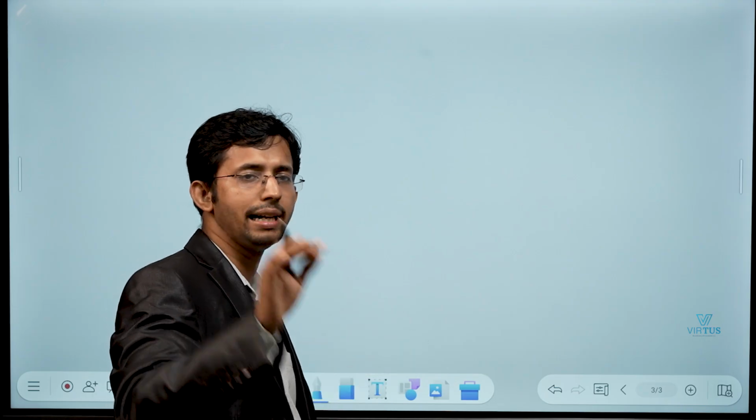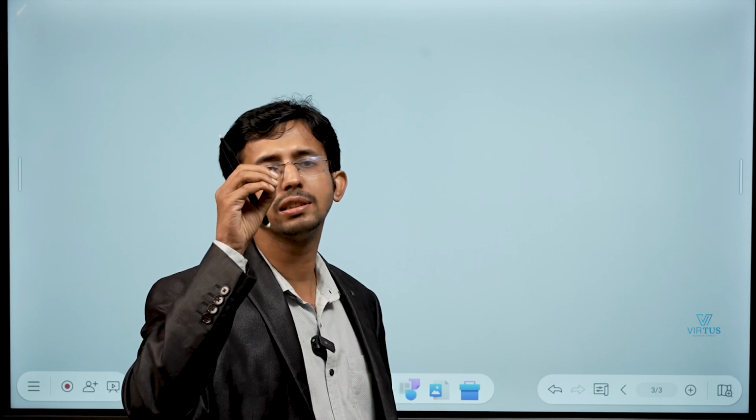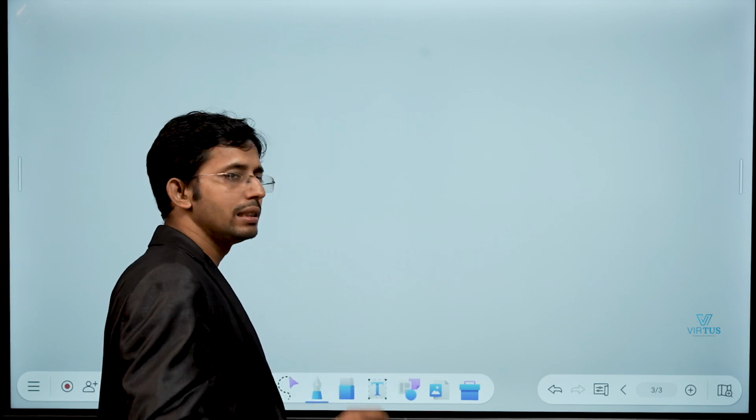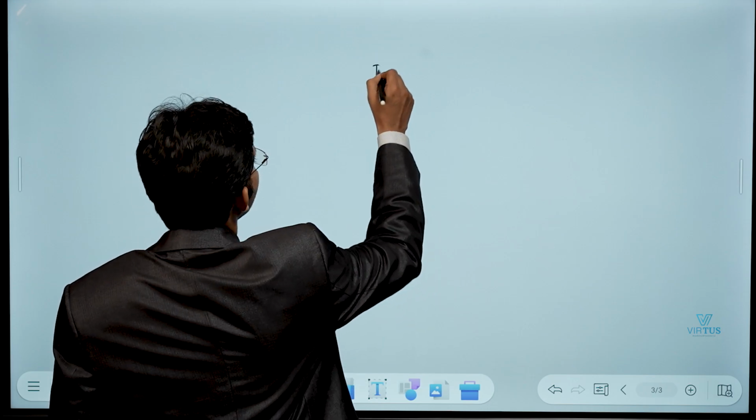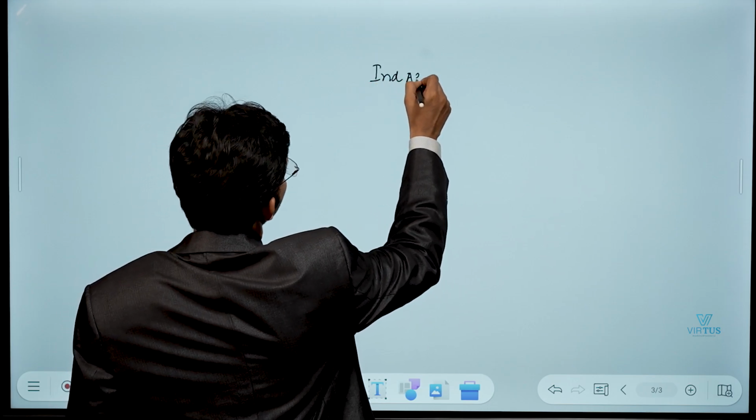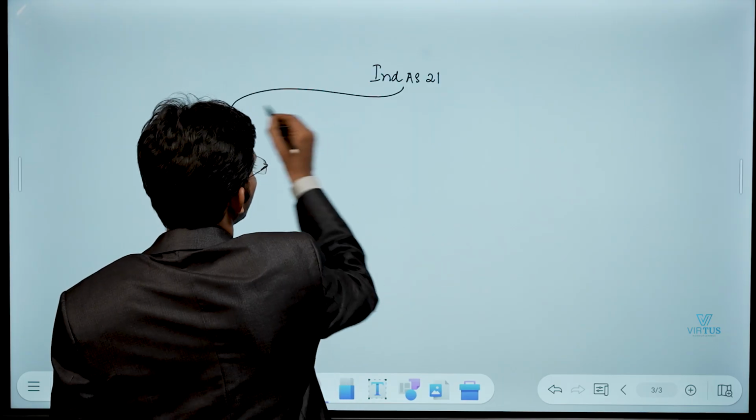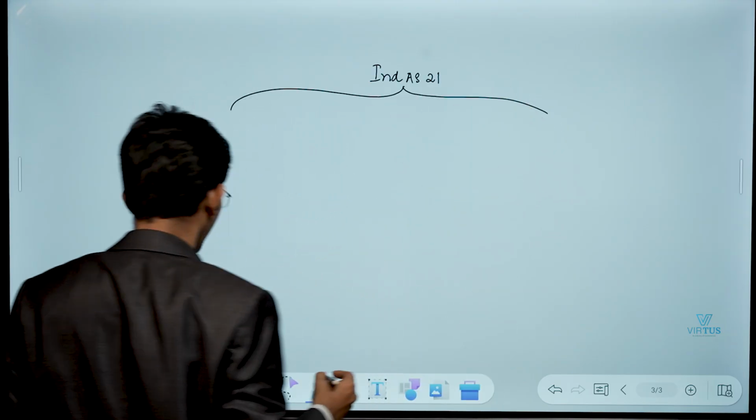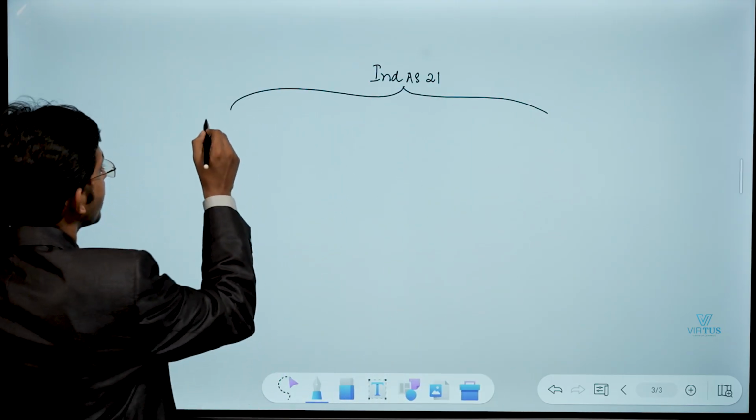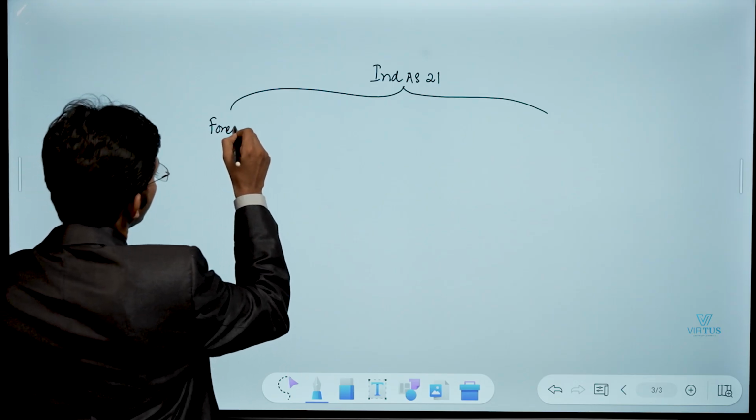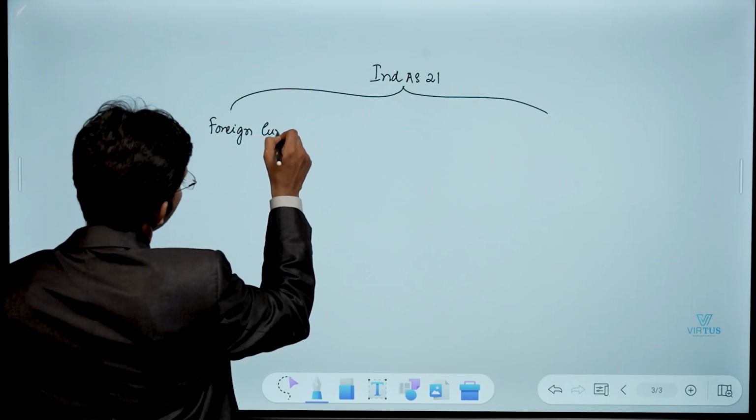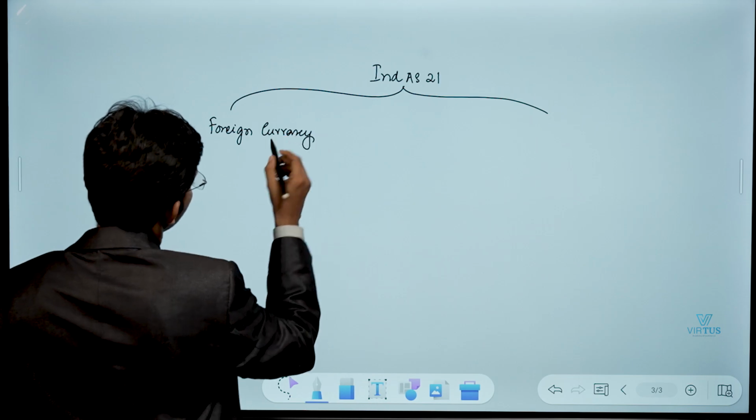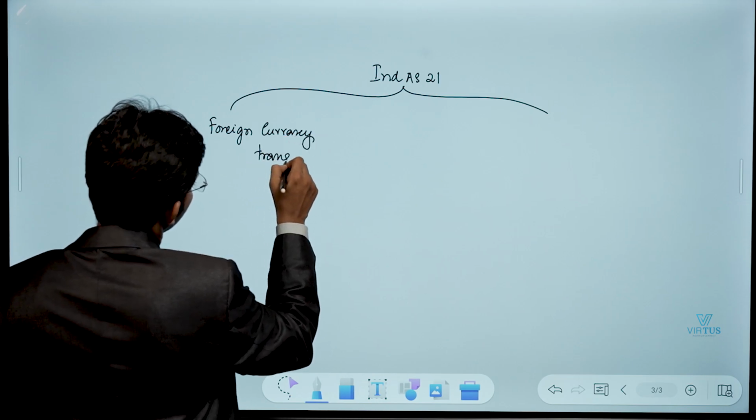Now the next aspect, having identified the functional currency and presentation currency, now we have to see what is the main content of this standard IND AS 21. IND AS 21 mainly talks about two things. One is international transactions or foreign currency transactions.